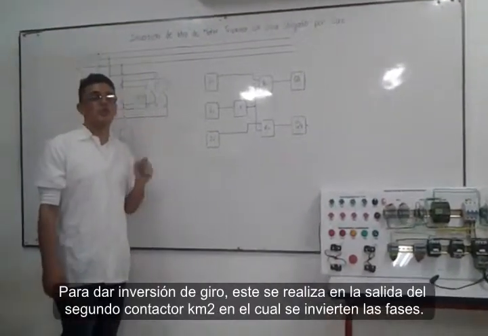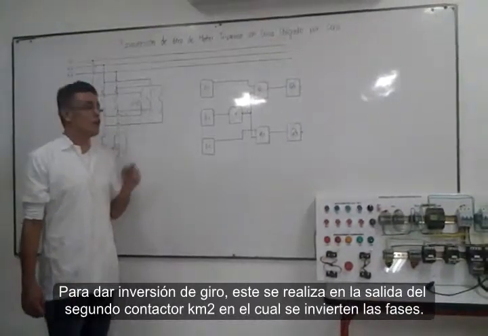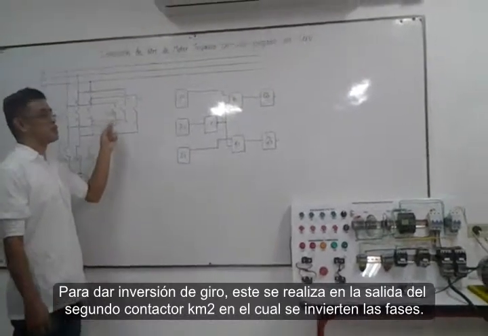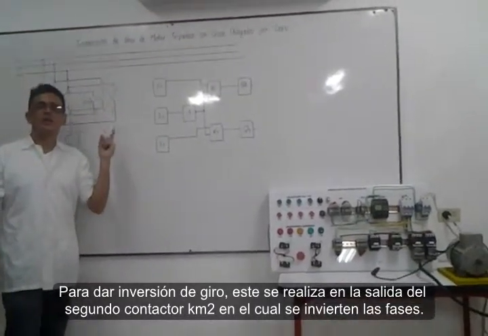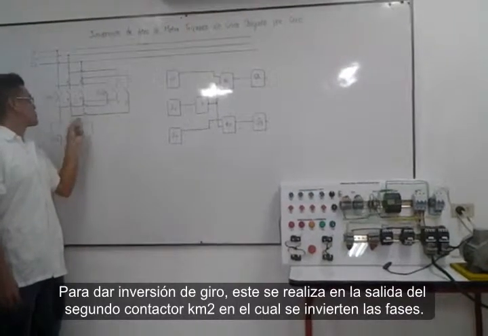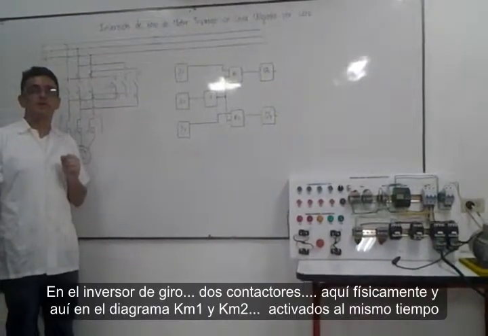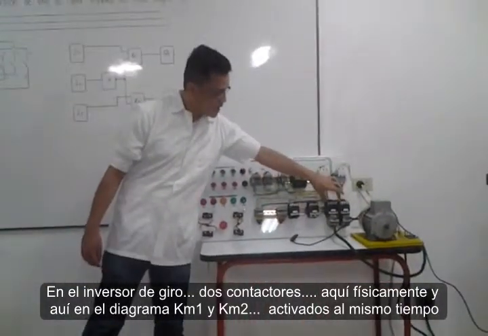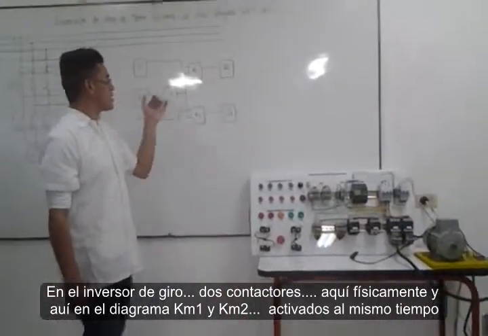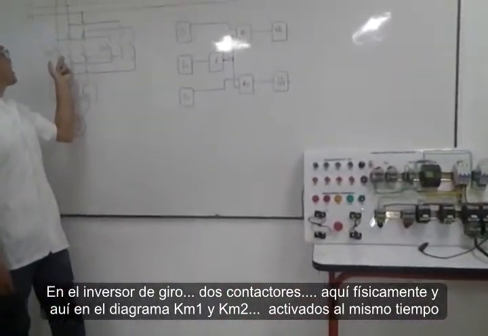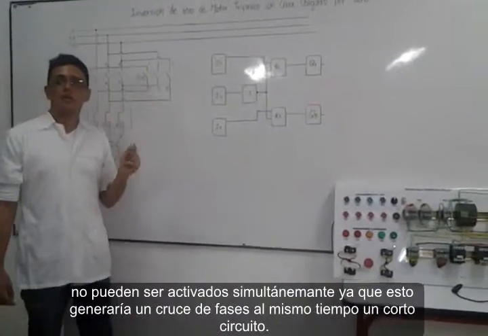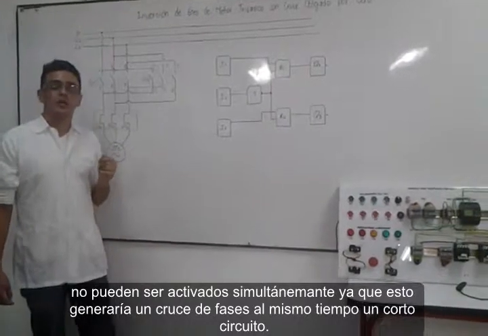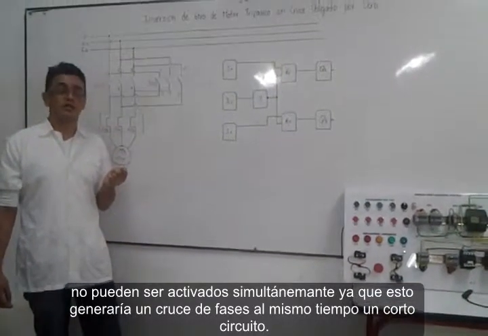First, to reverse rotation, this is done in the output. This is the output of the second contactor, this KM2, in which the phases are reversed. Right, I'm reversing the rotation with 2 contactors. Here, physically, are the 2 contactors, and on the scheme, KM1 and KM2. They cannot be activated simultaneously, as this would generate a closed phase and a short circuit at the same time.